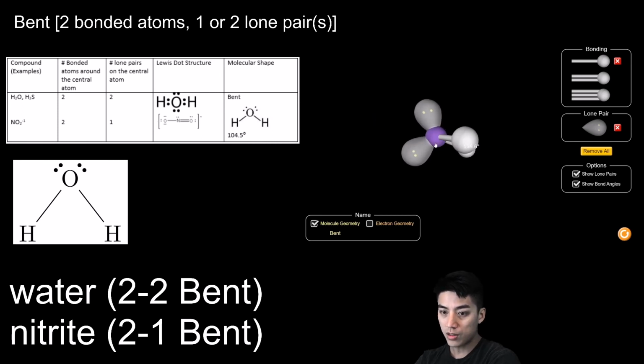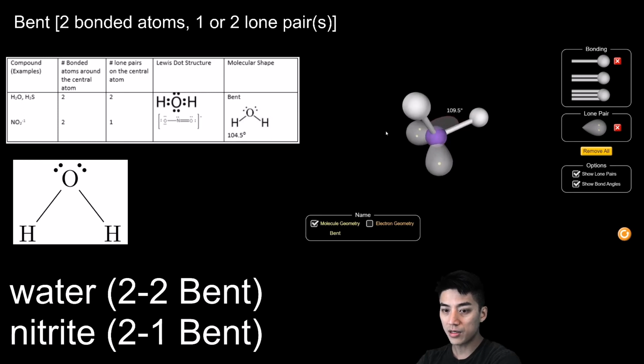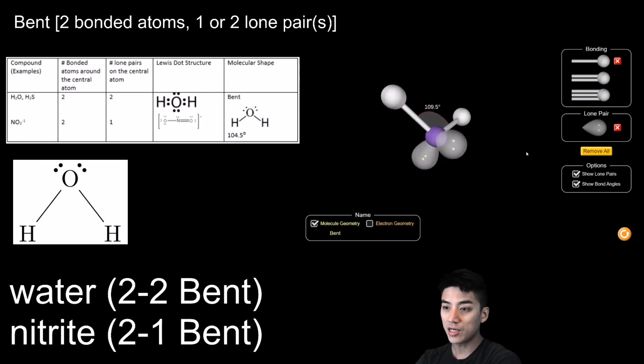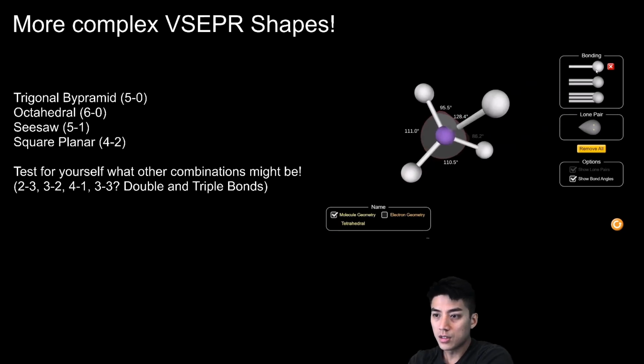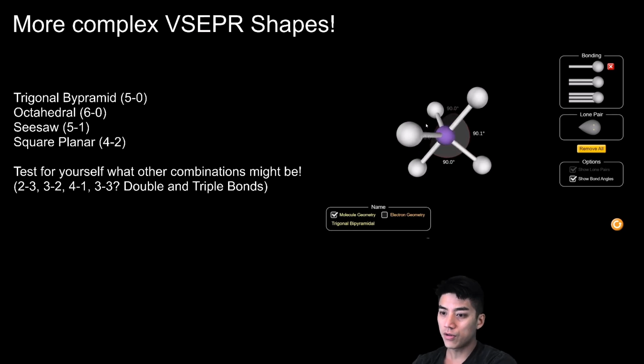So you can have water, which is a 2-2 bent, so that means 2 bonded atoms, 2 lone pairs. Or you can have something like nitrite, which is a 2-1 bent, so 2 bonded atoms, 1 lone pair. So I've barely scratched the surface with all the VSEPR shapes.